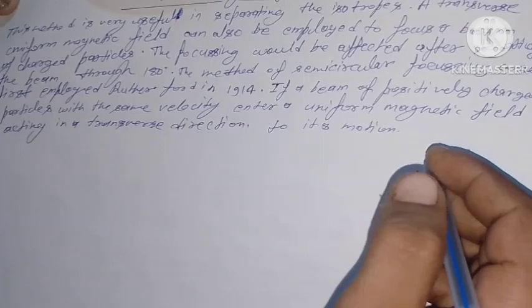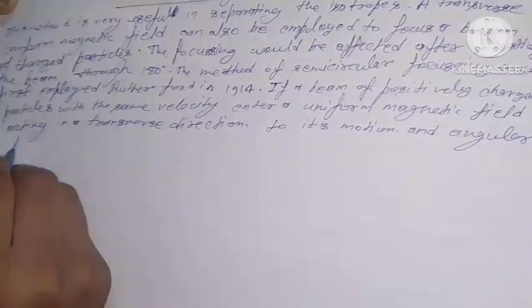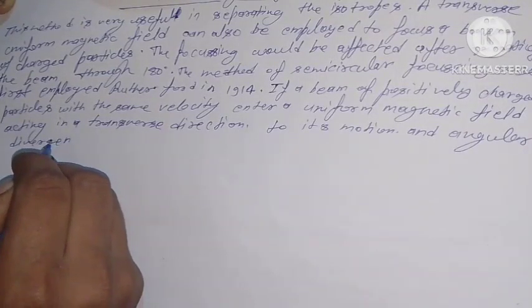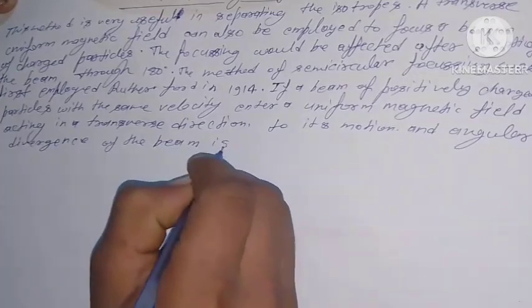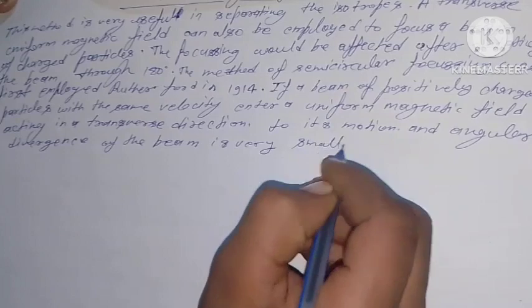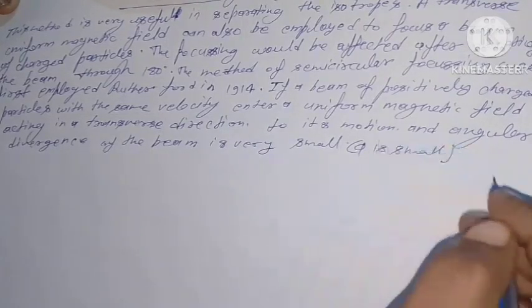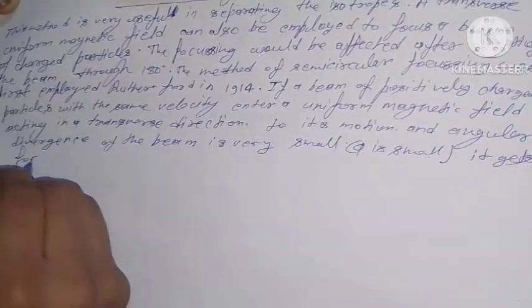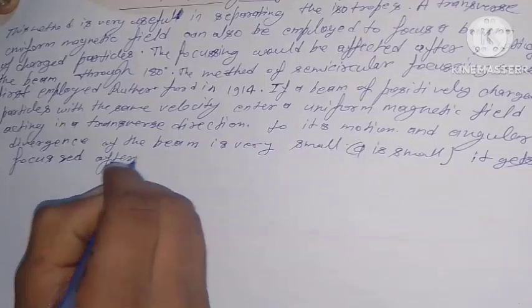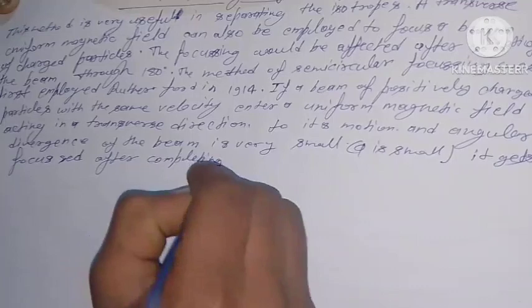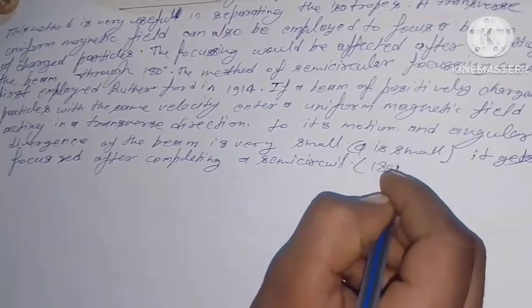and if the angular divergence of the beam is very small, phi is small, it gets focused after completing a semicircle, 180 degrees.